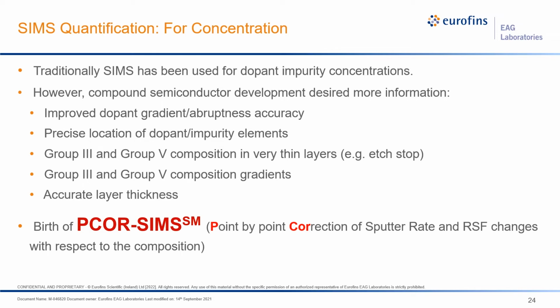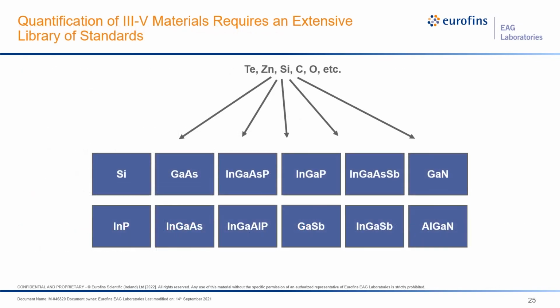All of this has led to a new method at EAG. We call it the PCOR SIMS, which stands for point-by-point correction of sputter rate and RSF changes at every data point with respect to the change in alloy composition at that data point. So how do we achieve that?